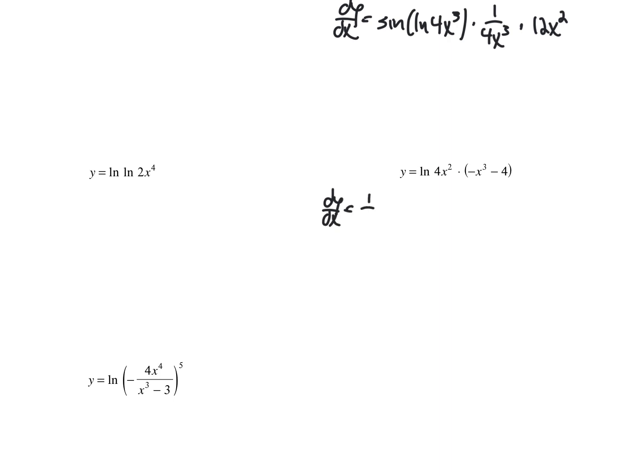That's going to be 1 over 4x squared times 8x times that second piece, unchanged, plus the first piece, which is ln of 4x squared, times the derivative of the other piece. That's going to be negative 3x squared. So then we get 1 over 4x squared times 8x times negative x cubed minus 4 plus ln of 4x squared times negative 3x squared.